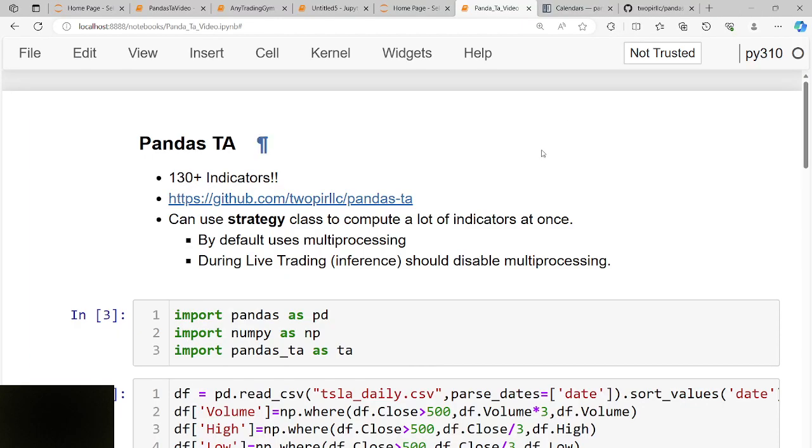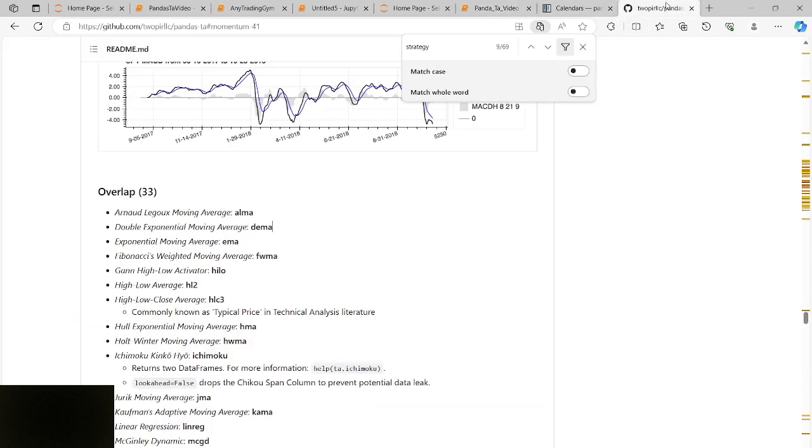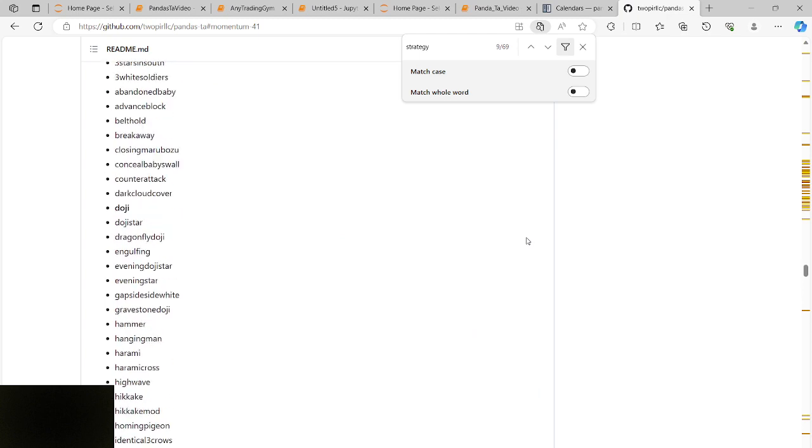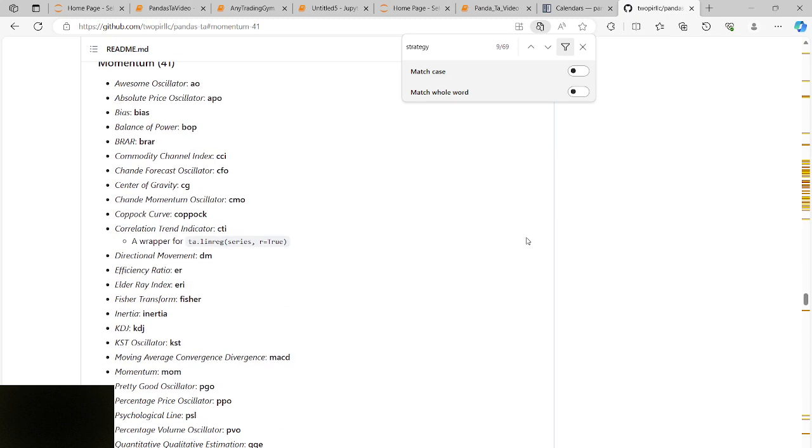Hey guys, so in this brief video, I'm going to show you the Pandas TA library. It's basically a library that has a way to compute 130-plus indicators. And just to show you a few examples, you have all these indicators, like momentum indicators.